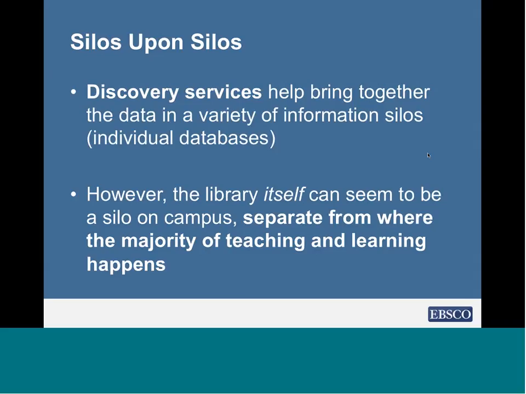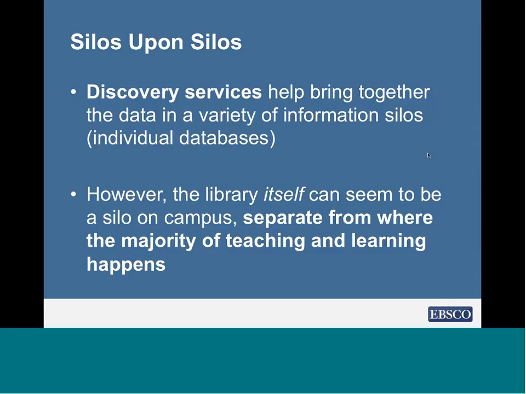Discovery services, as you probably already know, help bring together all of the data that we have in the databases throughout our library's website. So for example, your library may subscribe to 50 or 100 different databases, and what your discovery service does is bring all of those together so students and faculty aren't having to dip into 50 to 100 different silos to find the information that they need. However, the library itself, even with a discovery service, can seem to be a silo on campus.